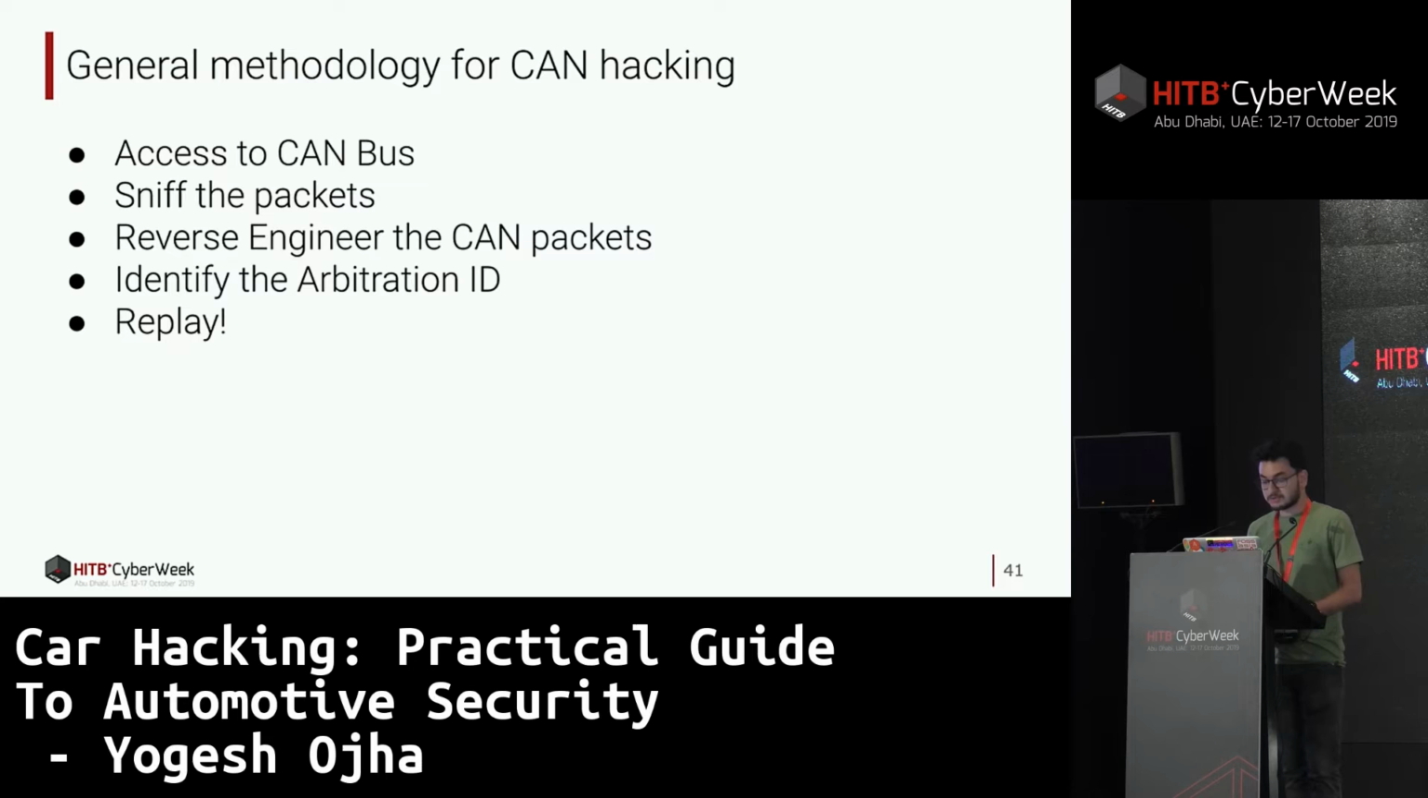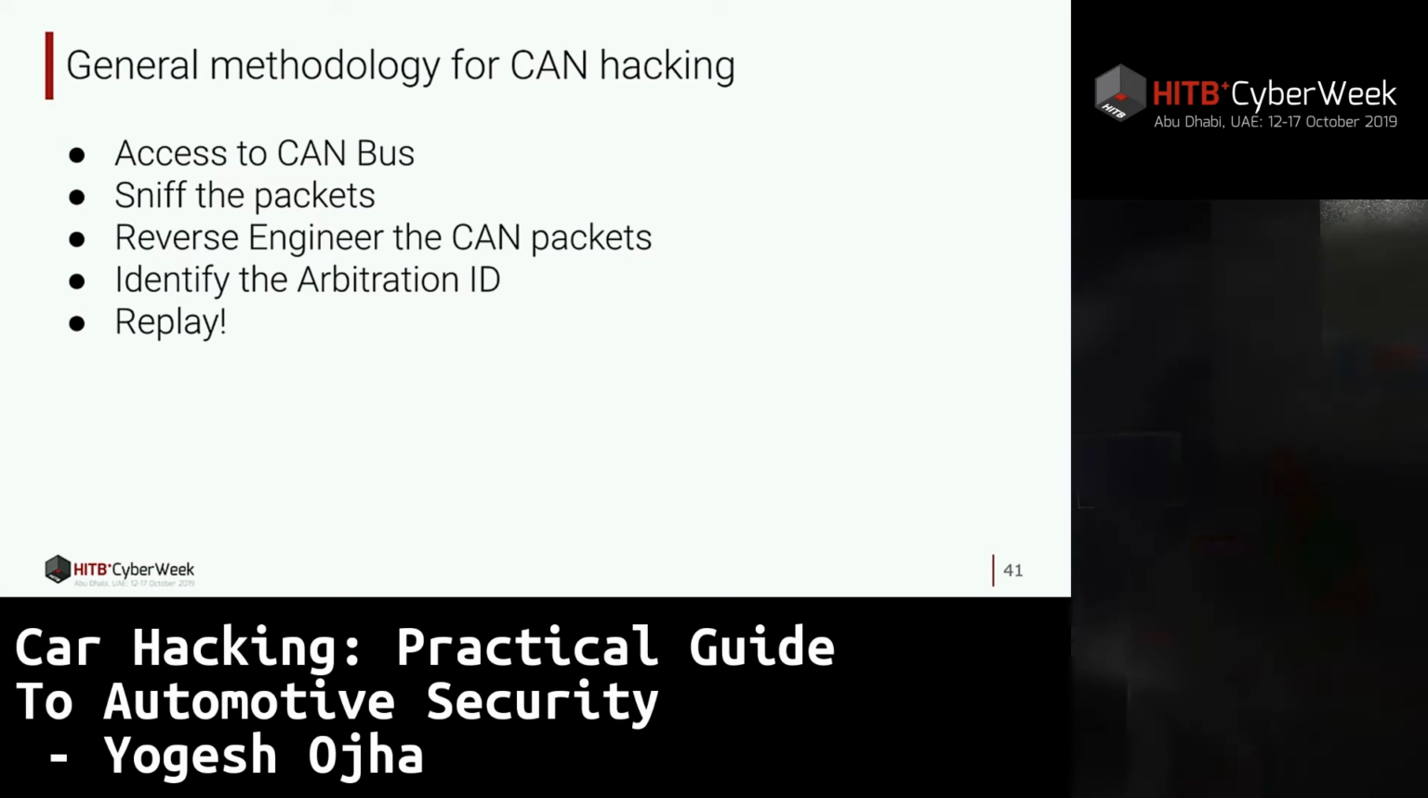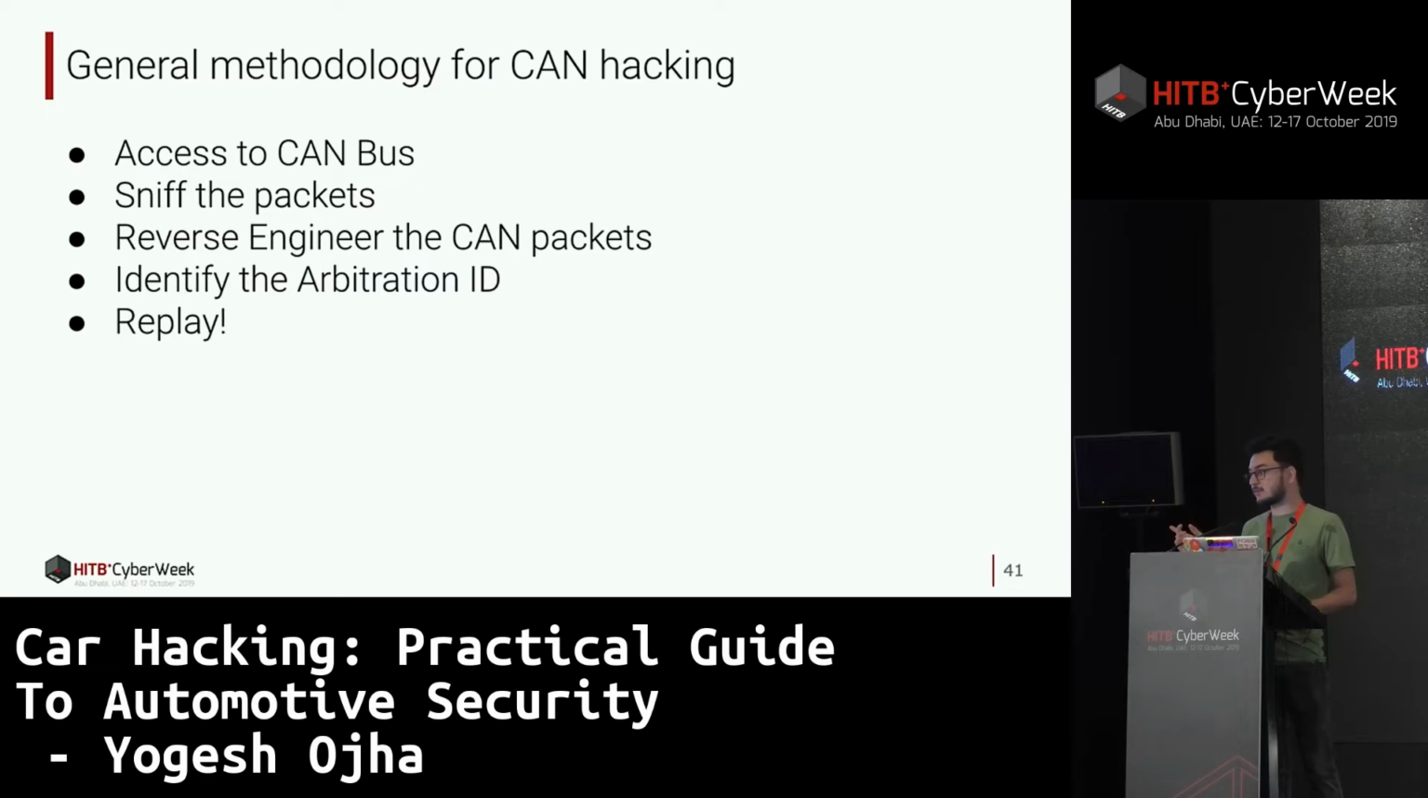So to do this attack, what is the general methodology for car hacking? The first thing that you might want to do is get access to the CAN bus. In a real car, you get access to the CAN bus, sniff the packets, reverse engineer those CAN packets, and identify the arbitration ID. So if you want to spoof the tachometer, find out which arbitration ID it is coming from.